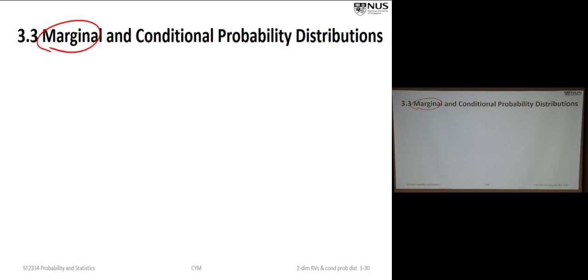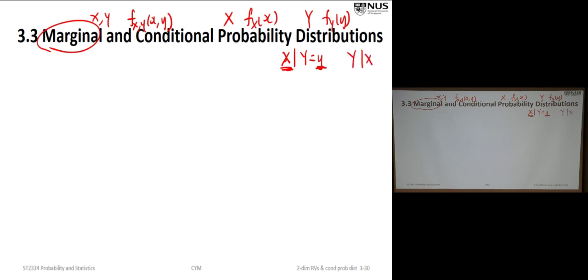So you are given the joint PDF, which I write in this form. Now what I want is x only and y only. Not only that, I also want to know what happens to x given y equal to some fixed value. How does this behave? And also, given x equal to a certain value, how does y behave?